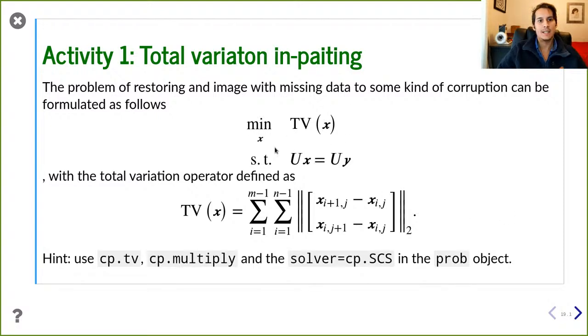I'm not sure if it's more clear now, but basically you need to define an image, X, and you need to minimize the total variation, cp.tv, of this variable, with constraints: this mask U, multiplied with cp.multiply by your variable, needs to be equal to the same cp.multiply of U and your data Y. You do need to define X, but Y and U are already defined in the notebook.